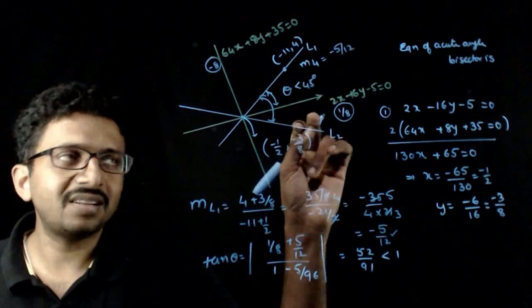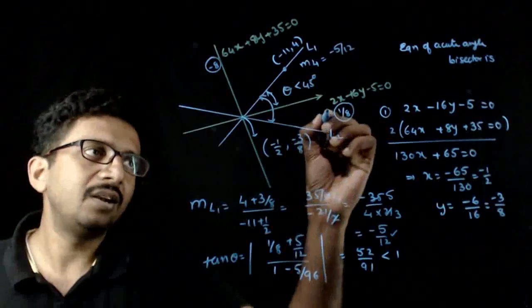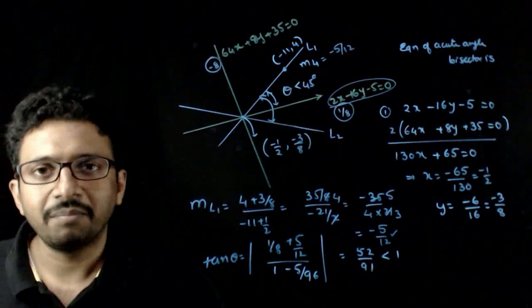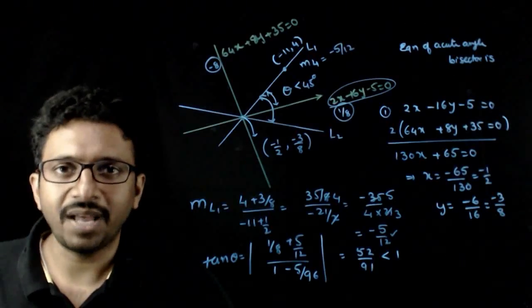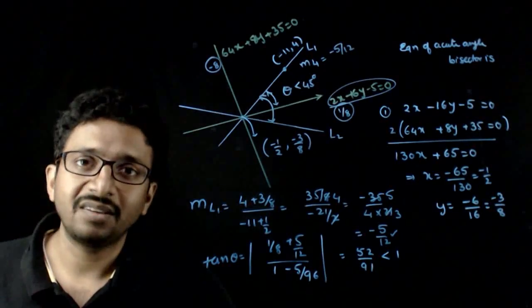Hence this line is the acute angle bisector. That is, 2x minus 16y minus 5 is equal to 0 is the acute angle bisector of these two lines.